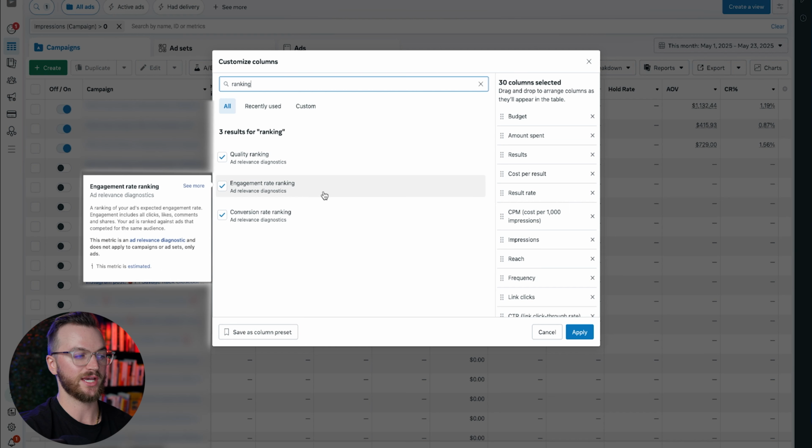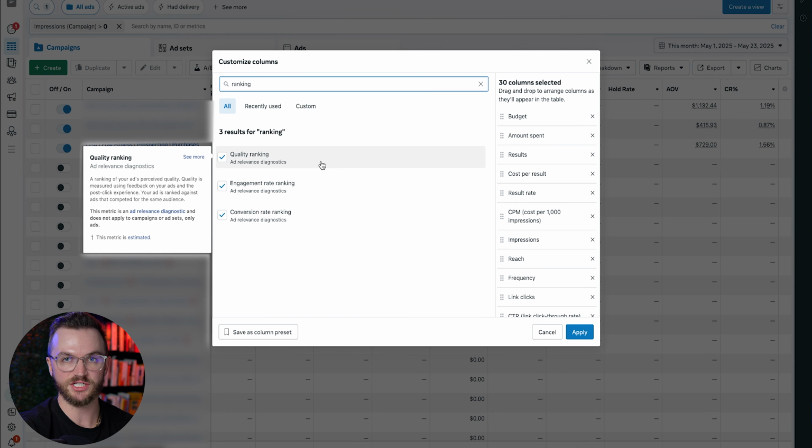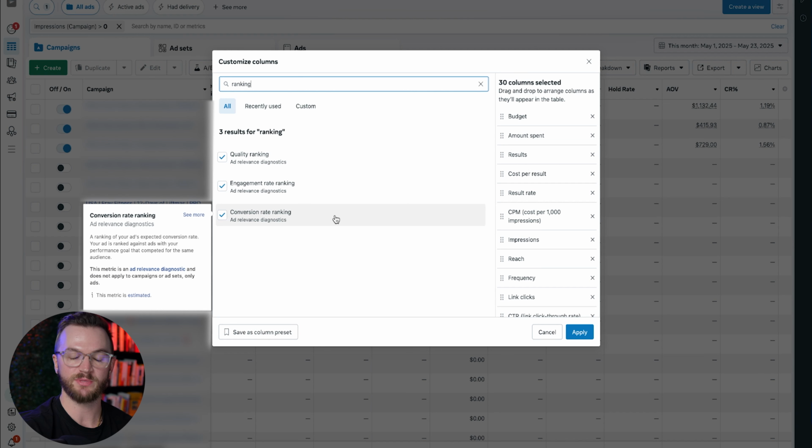How well are people engaging with your ad? Clicking on it, liking it, commenting on it, sharing it. Very, very important. Next is the post-click experience. How well are people visiting your website, enjoying the content that you have to see, and actually using your website? And lastly, you have conversion rate, which is people actually buying from you, generating a conversion.